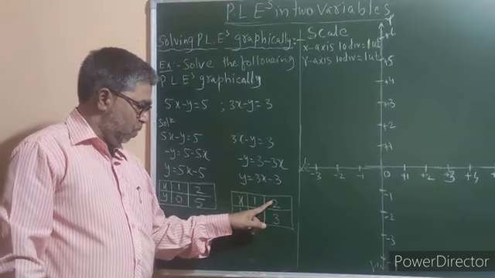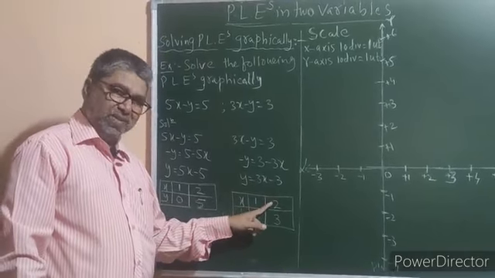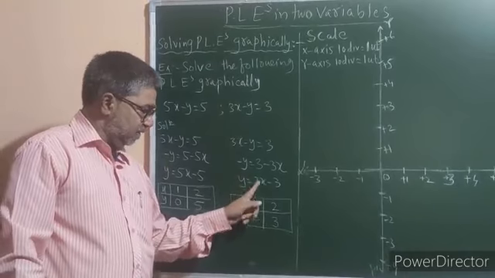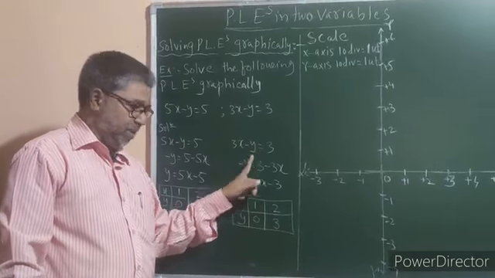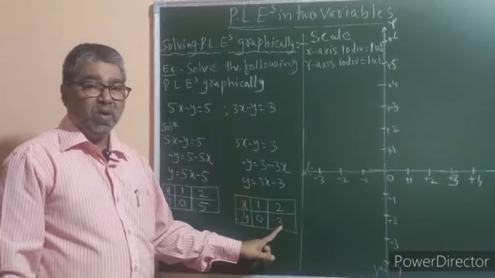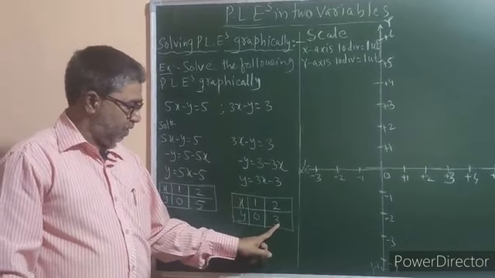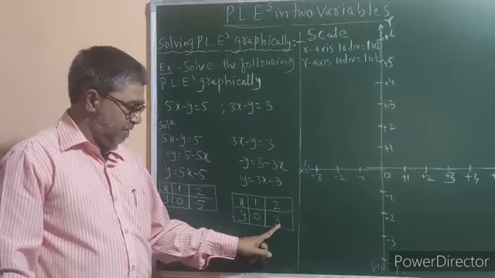Let us go with the value of x as 2. 3 2s are 6, or 2 3s are 6. 6 minus 3 will be 3. If the value of x in this particular equation is 2, the value of y, what we obtained by substitution of the value of x, is 3.